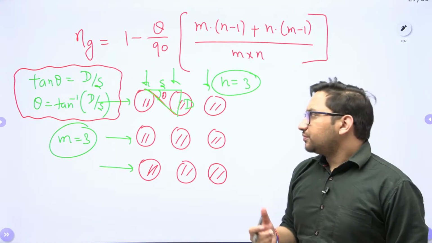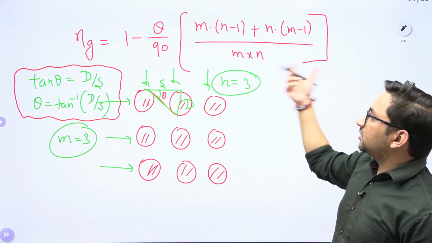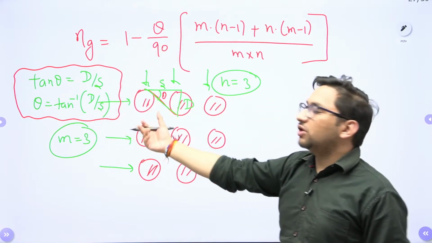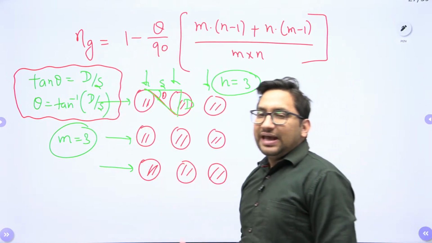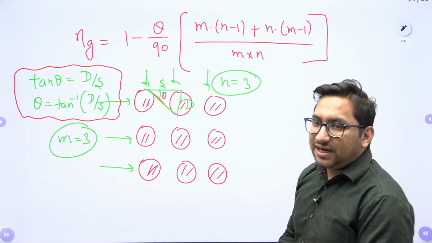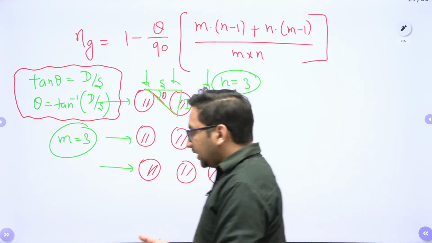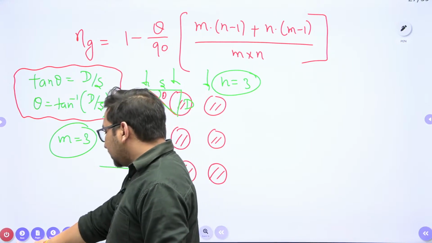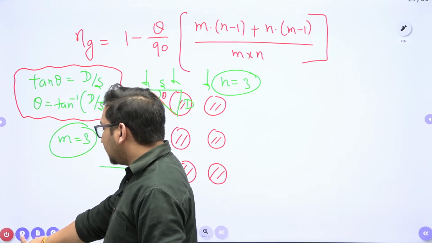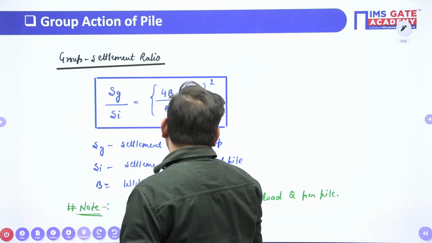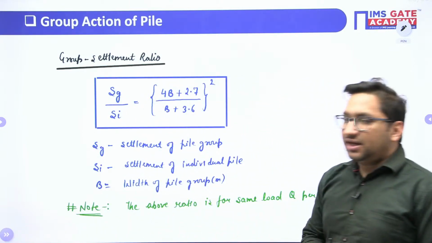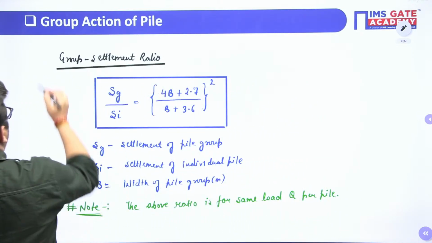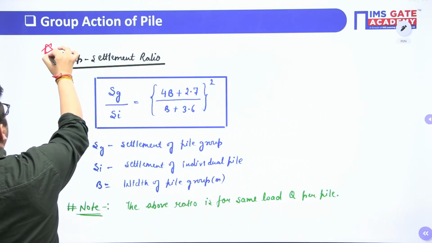Last year they asked a question from this particular formula. At that time the formula, and the theta value, were also given to you. But as this topic was added only in 2021, they gave the formula then. From now onwards it may be possible that they will ask this directly. Also, as group action is added in your syllabus, there may be chances that they can ask a question on group settlement ratio also.